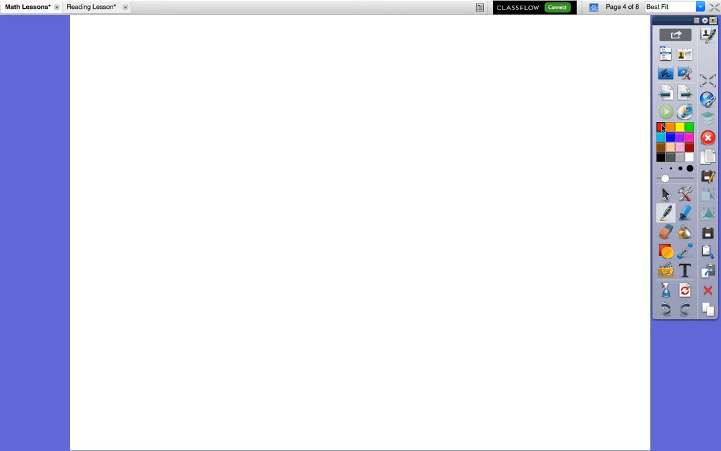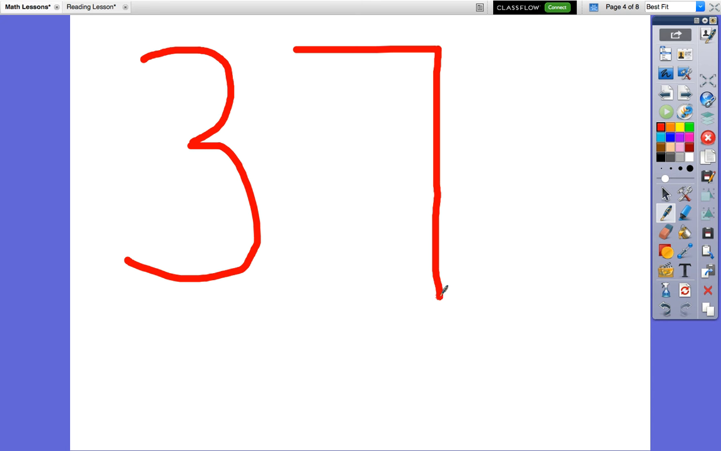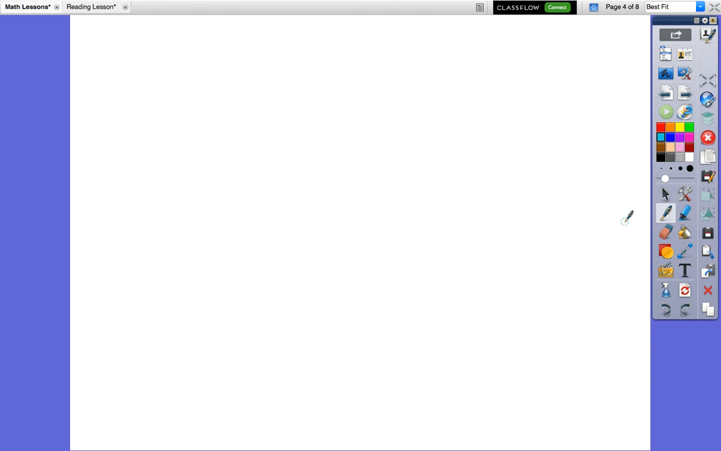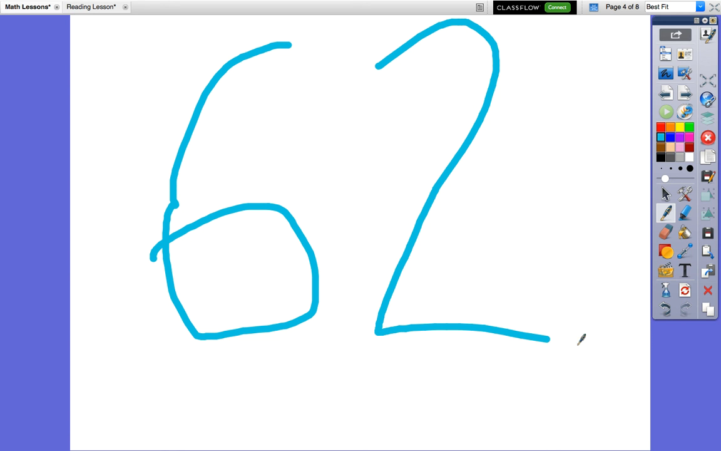Let's do 37. What does 37 look like? Okay, so we have our 3 in our tens place and 7 in the ones place for 37. Awesome. Let's do another one. Let's do 62. What does 62 look like? 62 has a 6 in the tens place and a 2 in the ones place for 62. Great job writing with me today.